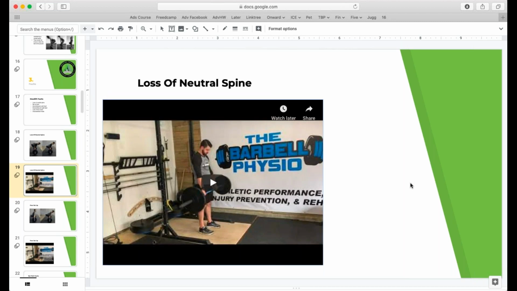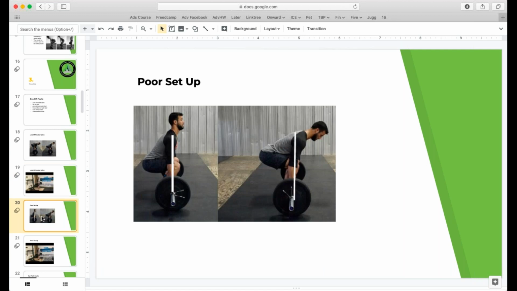So during the execution of that lift with every rep, my low back rounded. That's not the best example of it because I have so little lumbar spine flexion that my lumbar spine flexion looks like most people's neutral. But we want to cue away from that.